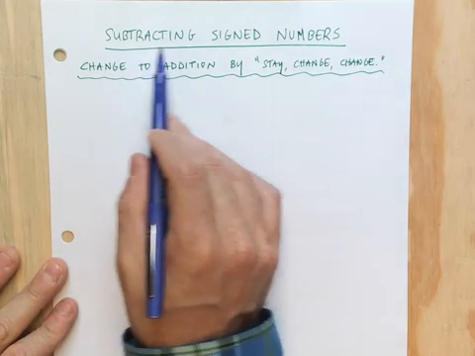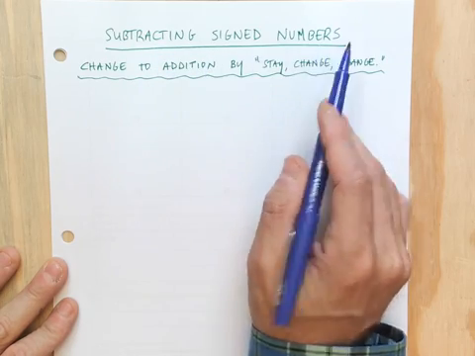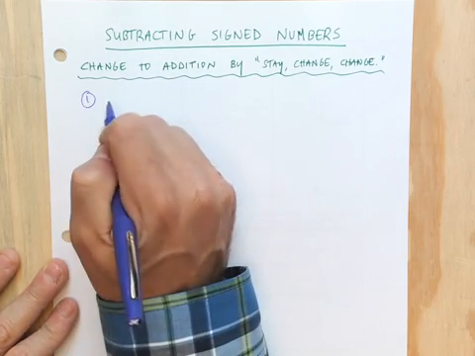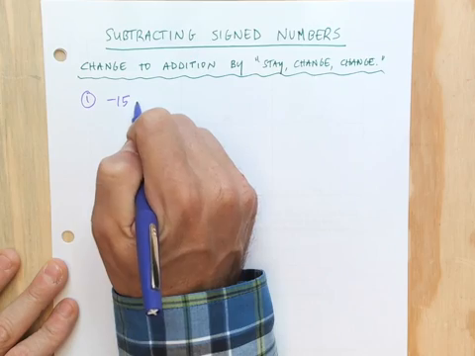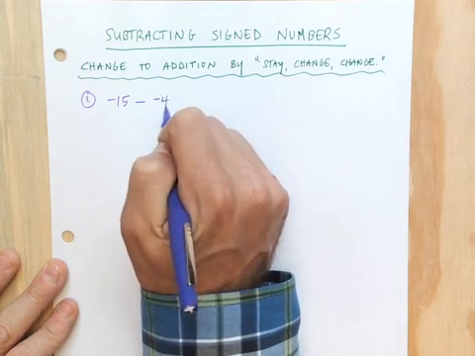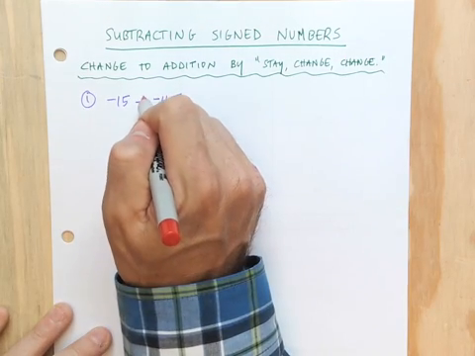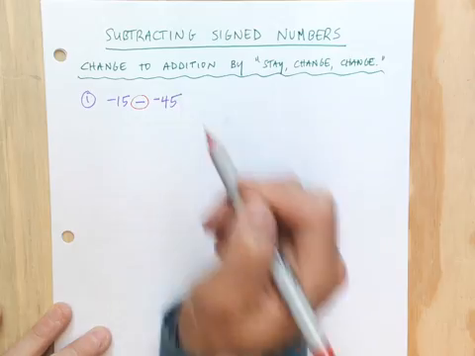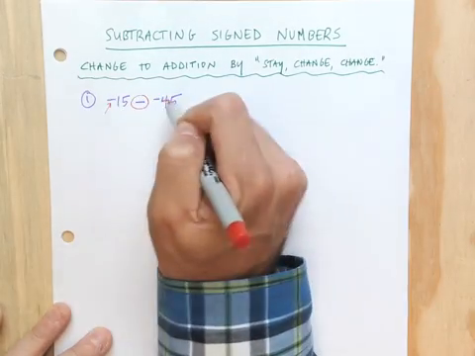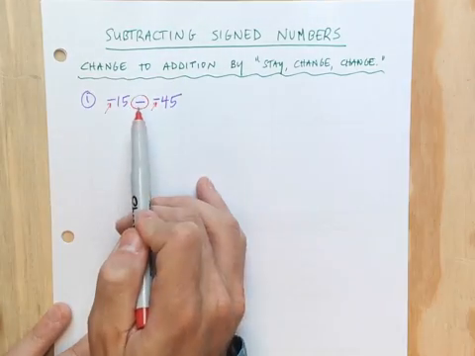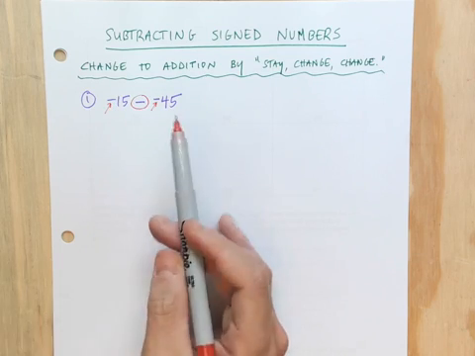So we're talking about how to subtract signed numbers, positive and negative numbers. Here will be the first example: negative 15 minus negative 45. It's important to keep in mind the difference between the operation and the sign of the numbers. Here I see the operation as subtraction, and I see that I have two negative numbers. So I'm subtracting two negative numbers.